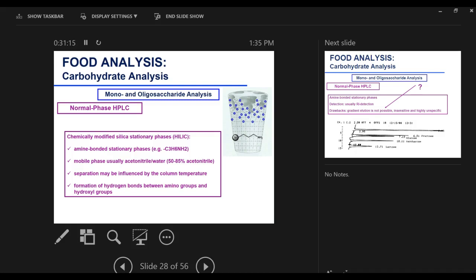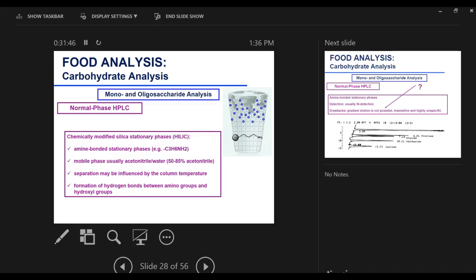Depending on the detector that you're using, and I'll get to that in a minute, sometimes you cannot change the concentration of your mobile phase. You have to go with an isocratic mode of separation. Separation can be influenced by column temperature, and oftentimes the column is put in an oven to control and enhance the separation.